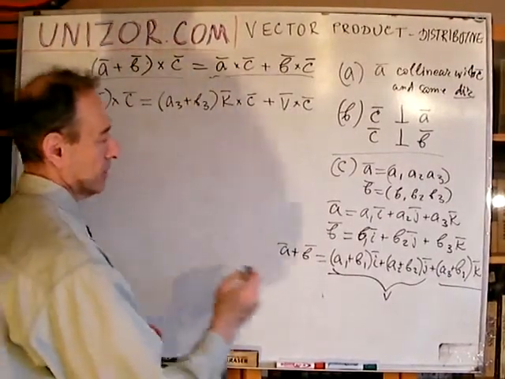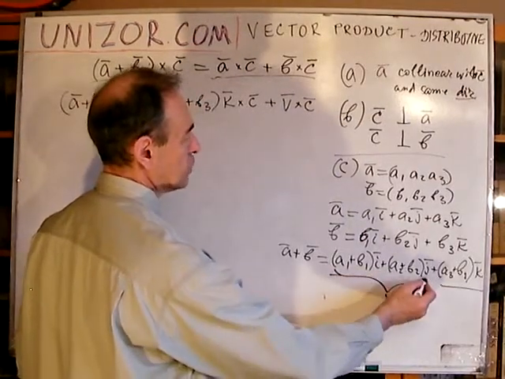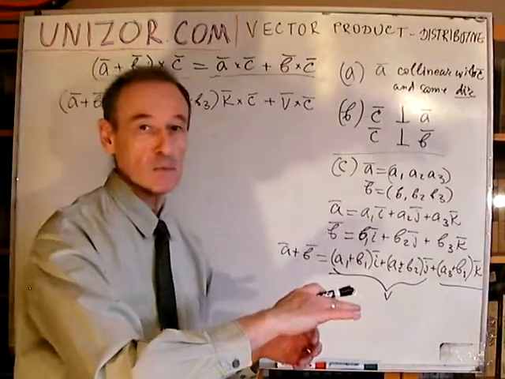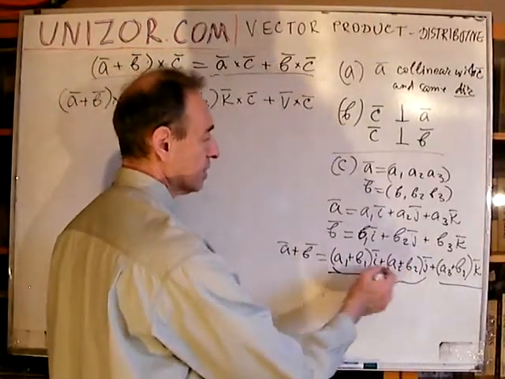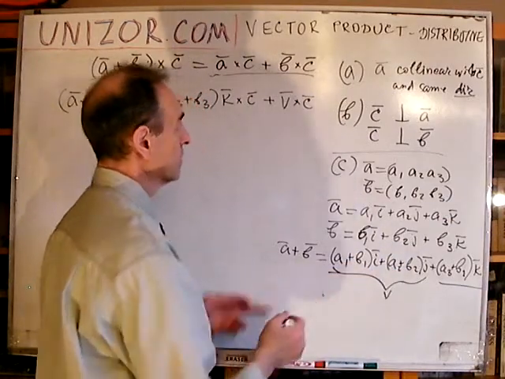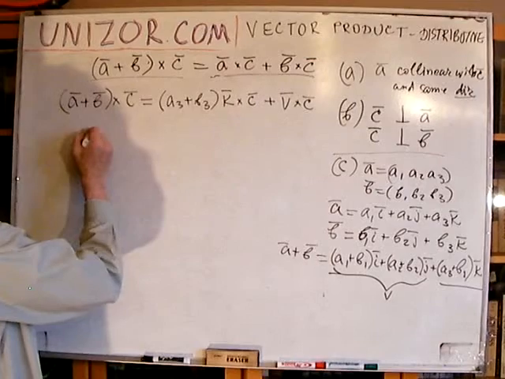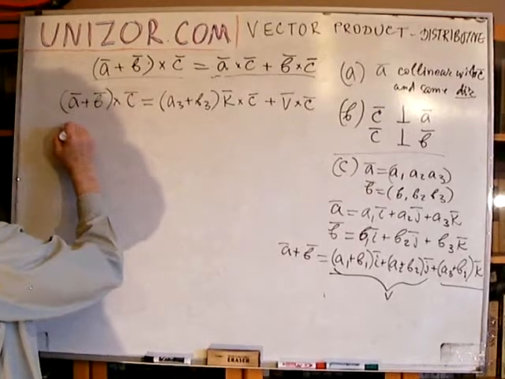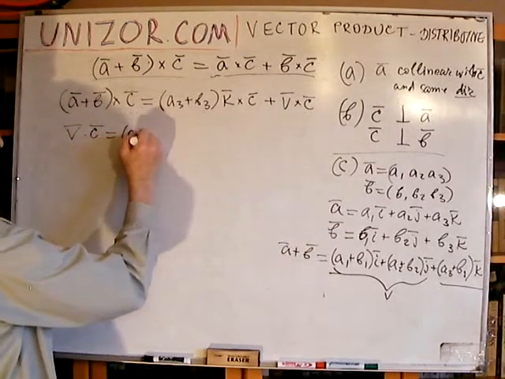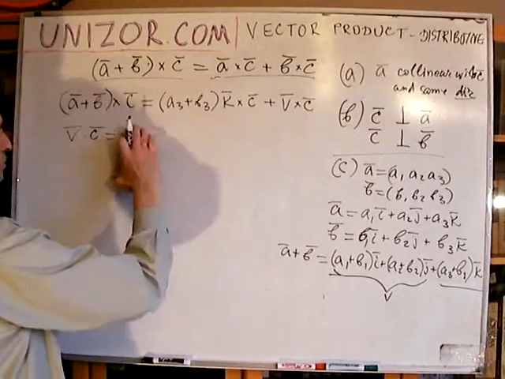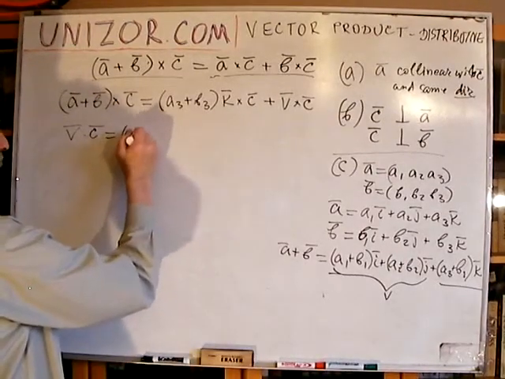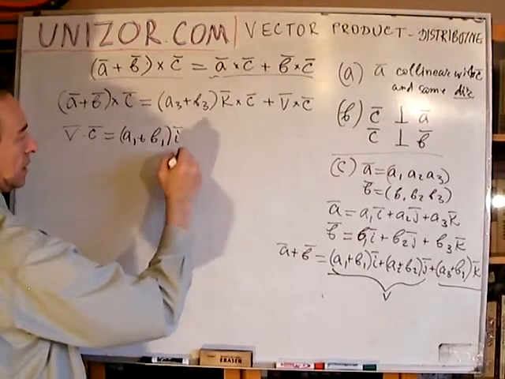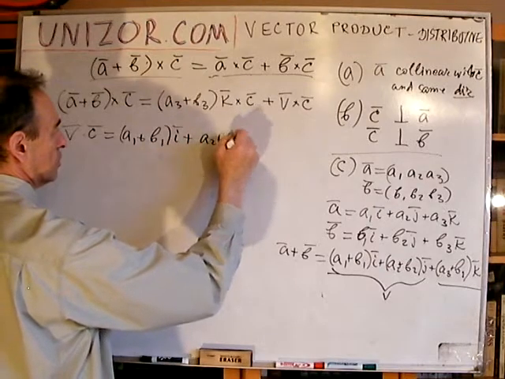Now, I know that V is a combination of I and J, which means it's completely in this horizontal plane of X and Y. So V times C is equal to (A1 plus B1)I plus (A2 plus B2)J, with a product with C.